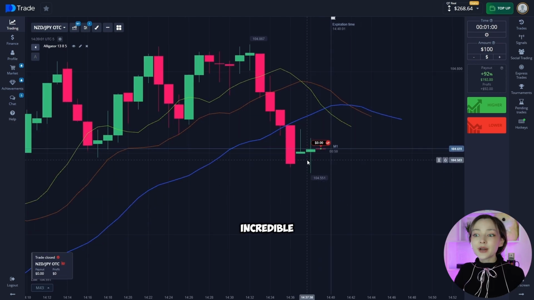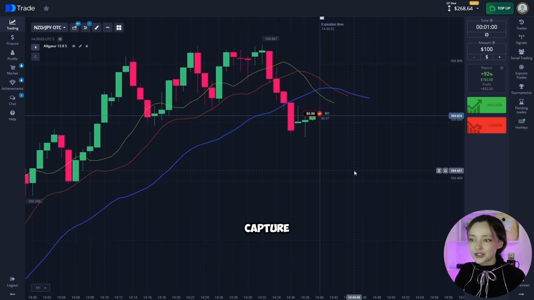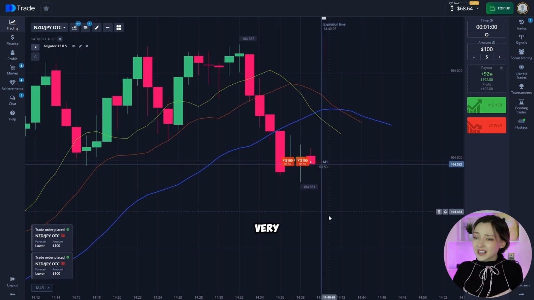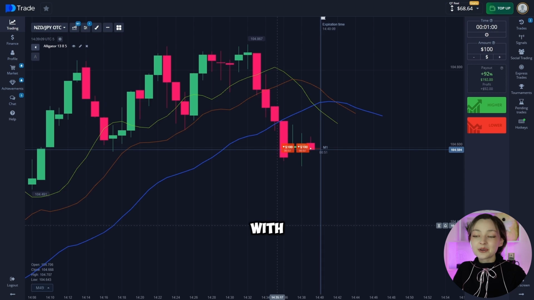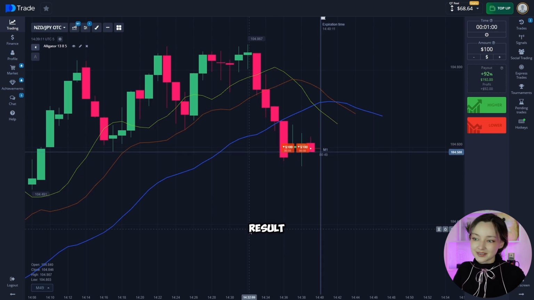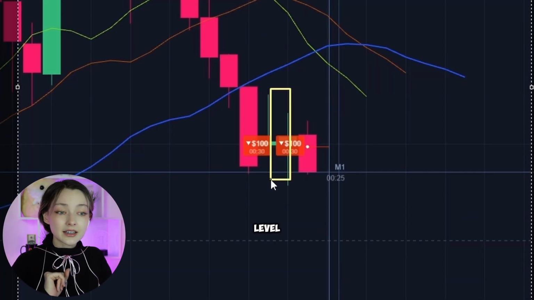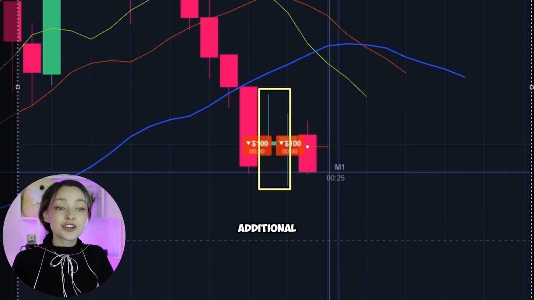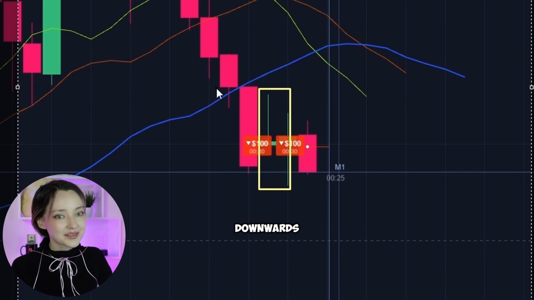Look at that incredible downward motion we managed to capture. We witnessed it all along, but the trade ended up failing in the very last moment. Placing a cover trade with $200 and waiting for the result. By the way, look at this little correction or retracement. It can be considered a level retest, hence an additional signal to enter downwards.